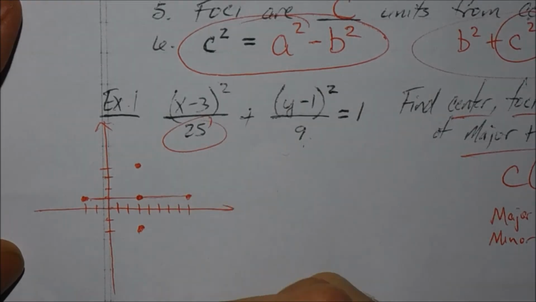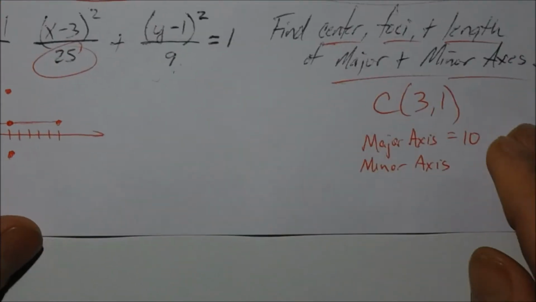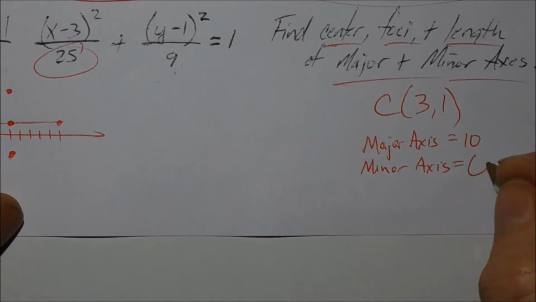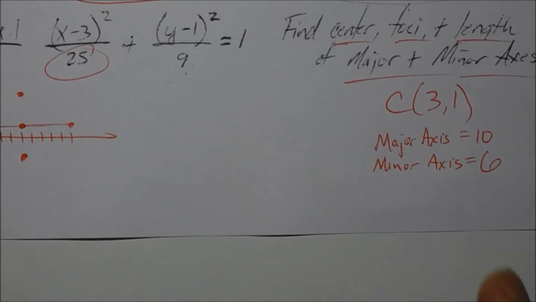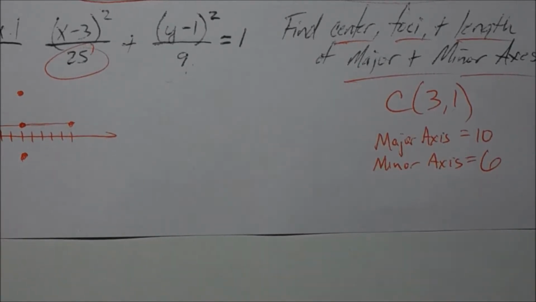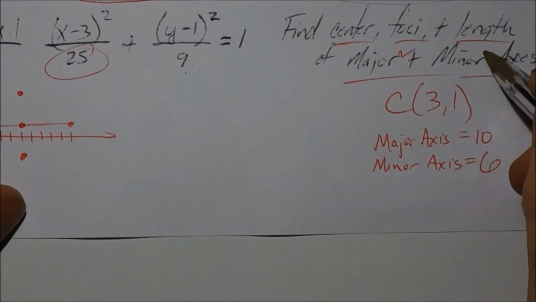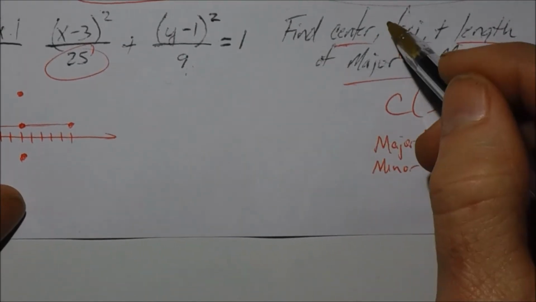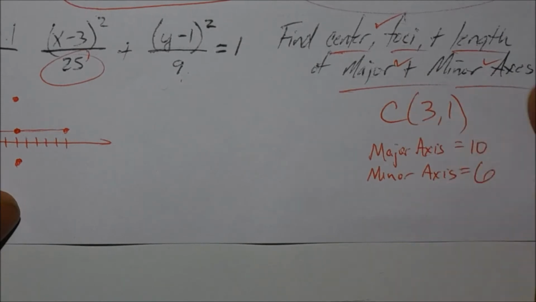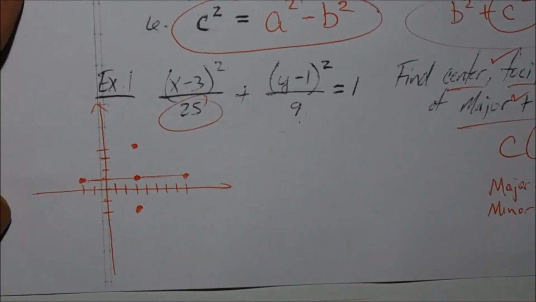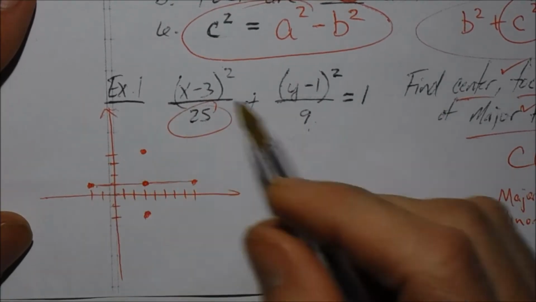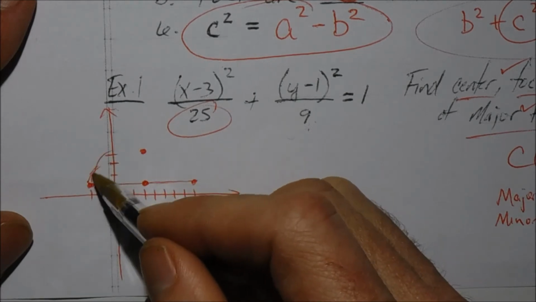All right, and that's your minor axis. 3 and 3 makes 6, so the minor axis has a length of 6. Okay, what's left to find? I've got those lengths and I've got my center. I need to figure out what the foci are. If you're asked for a quick sketch or a graph, just connect the dots, right?